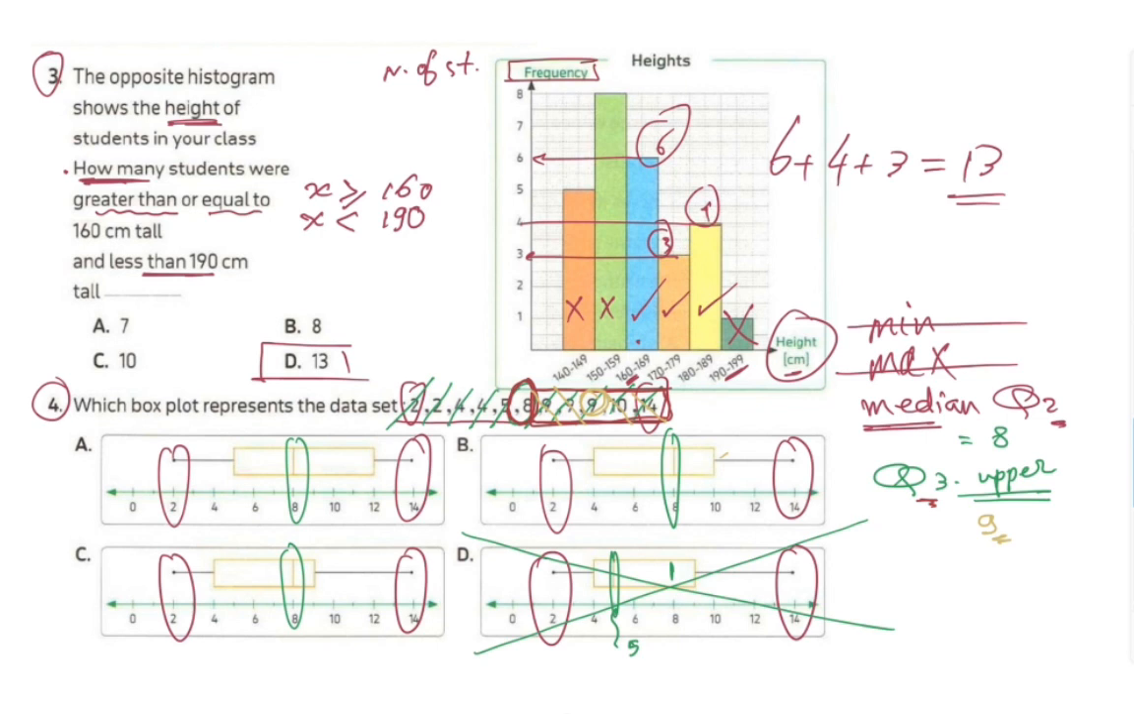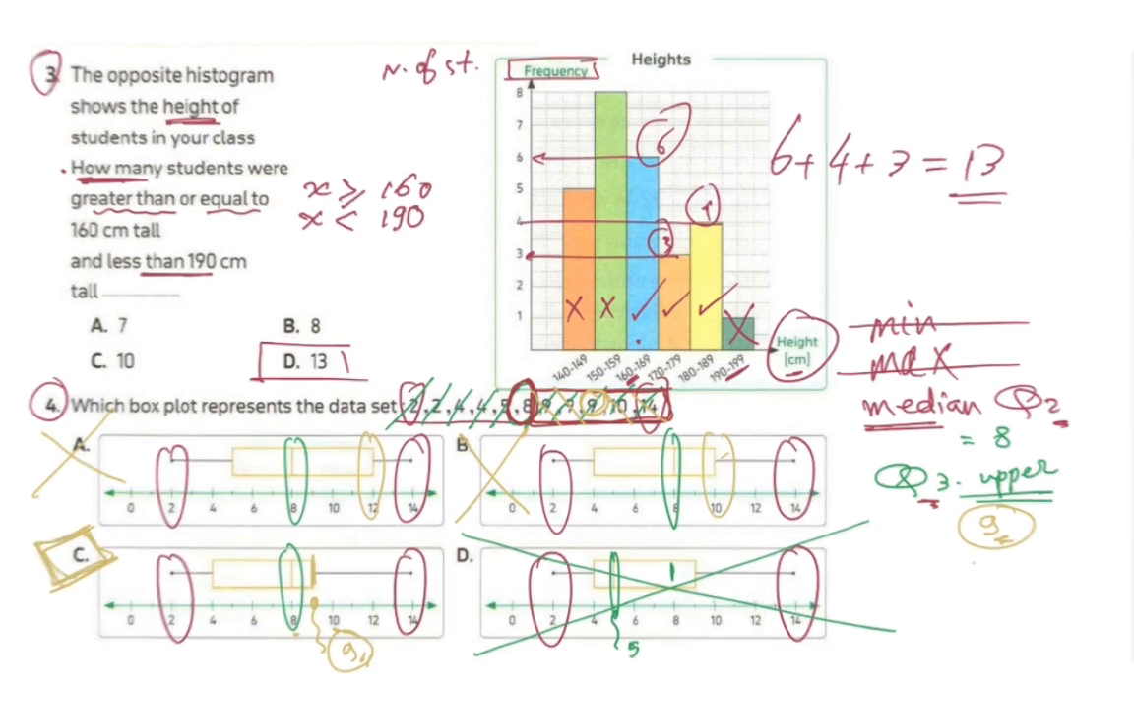Now, where is the upper quartile here? It's 12. It's false. Where is the upper quartile here? 10. It's false. Where is the upper quartile here? It's 9, in between 8 and 10, it's 9. And I find it as 9. So C is the correct one.